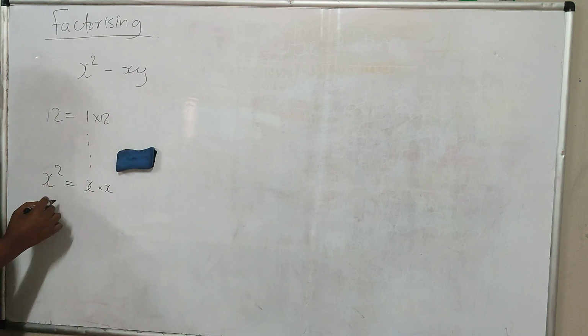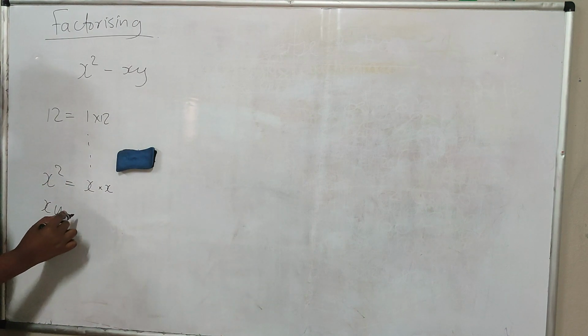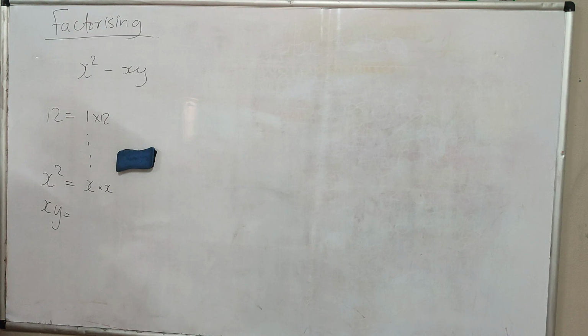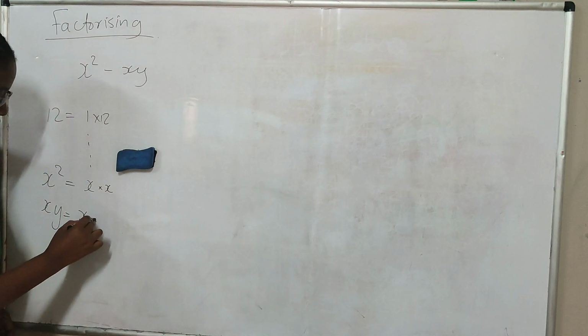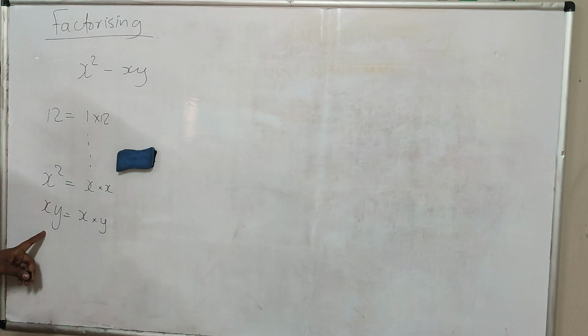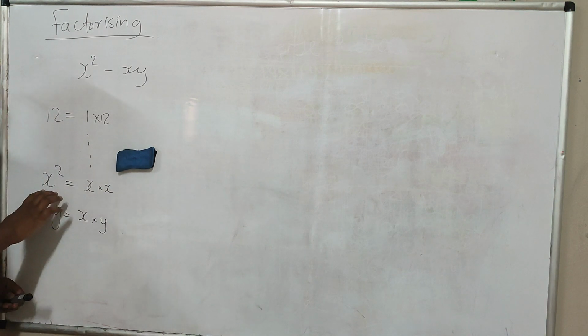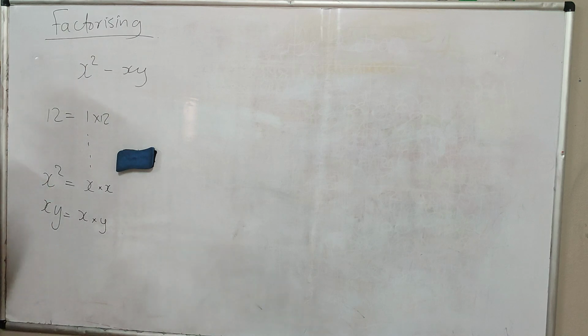Okay. So now, what are the factors of xy? X and y are the factors of xy because x times y gives us xy. Do you understand the difference? So here I was asking you, list for me the factors of x squared. It's 1 and x squared.